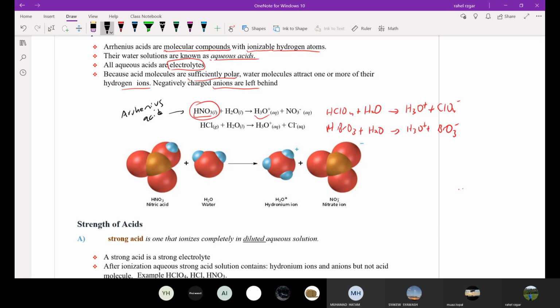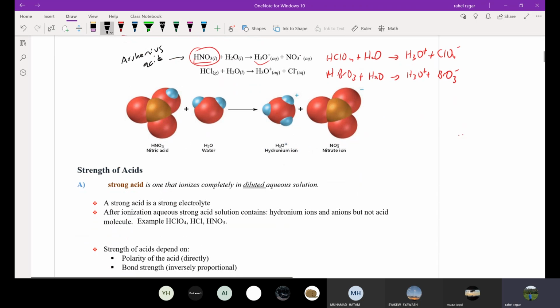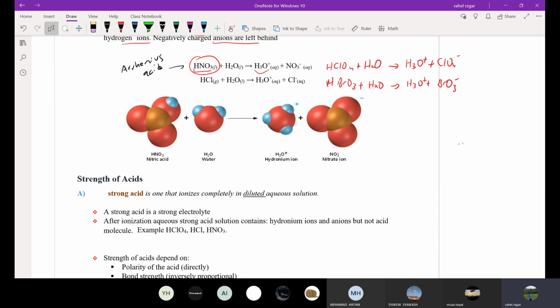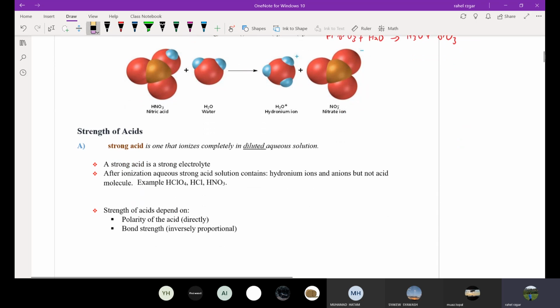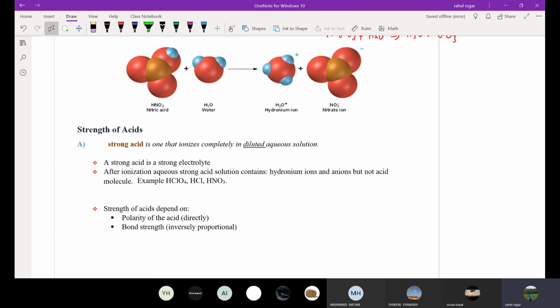Now what about the strength? Are all the acids equally strong? No, we have strong acids and we have weak acids. So strong acid means the one that ionizes completely.